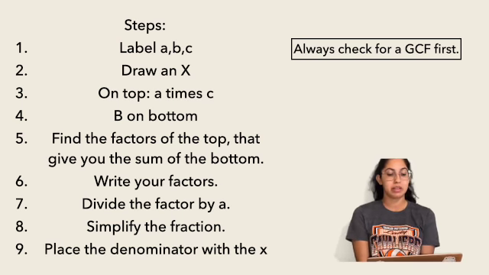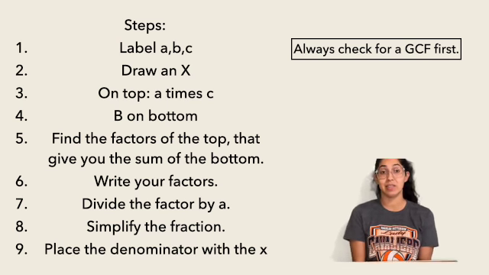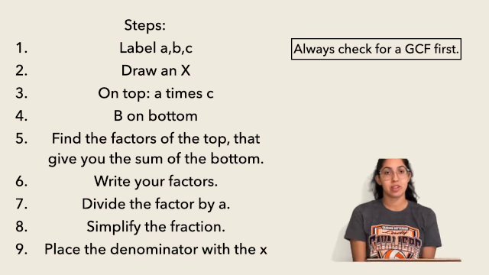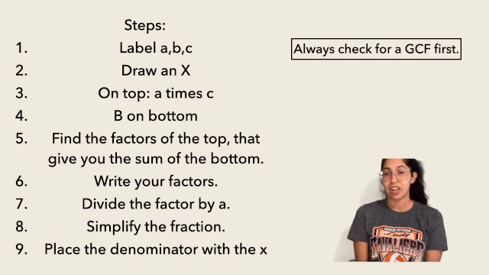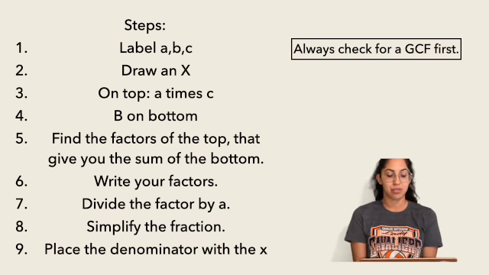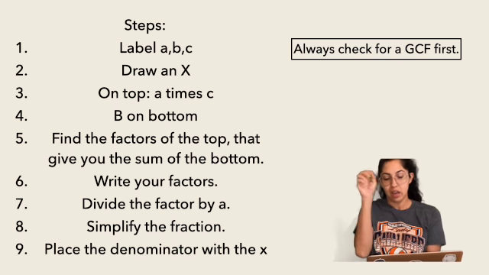So label A, B, and C. Draw an X. Now on top, you're going to do A times C instead of just C. On bottom, you still have B. Find the factors of the top that give you the sum of the bottom. Write your factors. Divide the factors by A. Simplify the fraction. Place the denominator with the X. So those are the new steps.